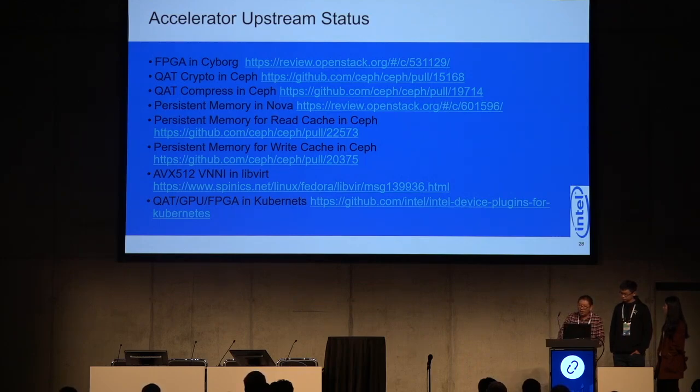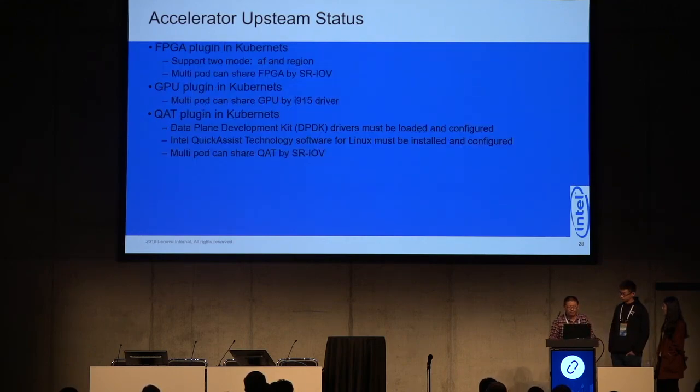Kubernetes has already supported QAT, GPU, and FPGA. All FPGA, GPU, QAT plugins can be run as a daemon set. All these accelerators can be shared by multiple pods. For FPGA, it supports two modes, AF and region mode, but it does not support image management.